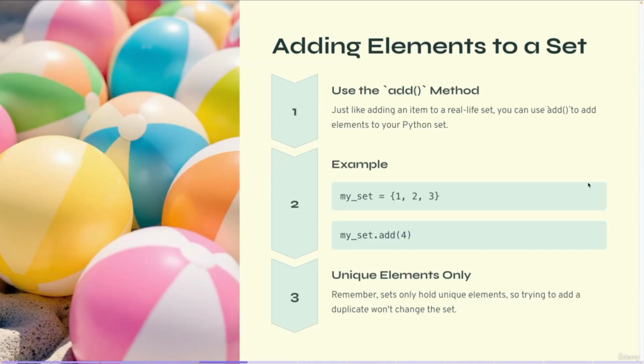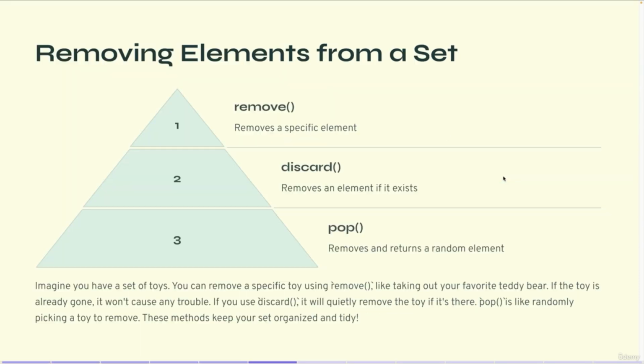How do you add elements to a set? You can add it using the add function or the add method. And that's a very popular method you are likely to use whenever you're working with a set. Now, there are three ways you can remove elements from a set. You can use the method called remove, you can use discard, you can use pop. These are three ways. They're all different in how they react, and we're going to see this in the coding section.